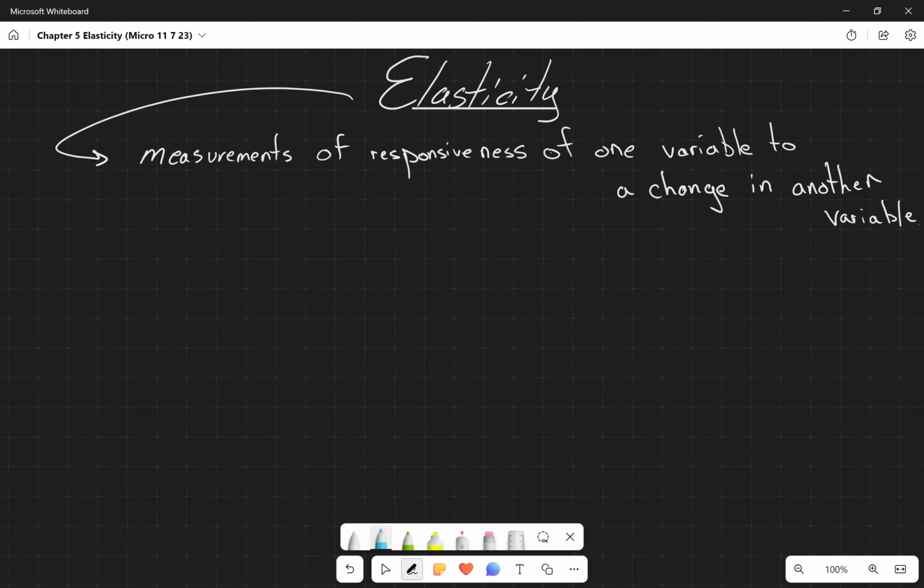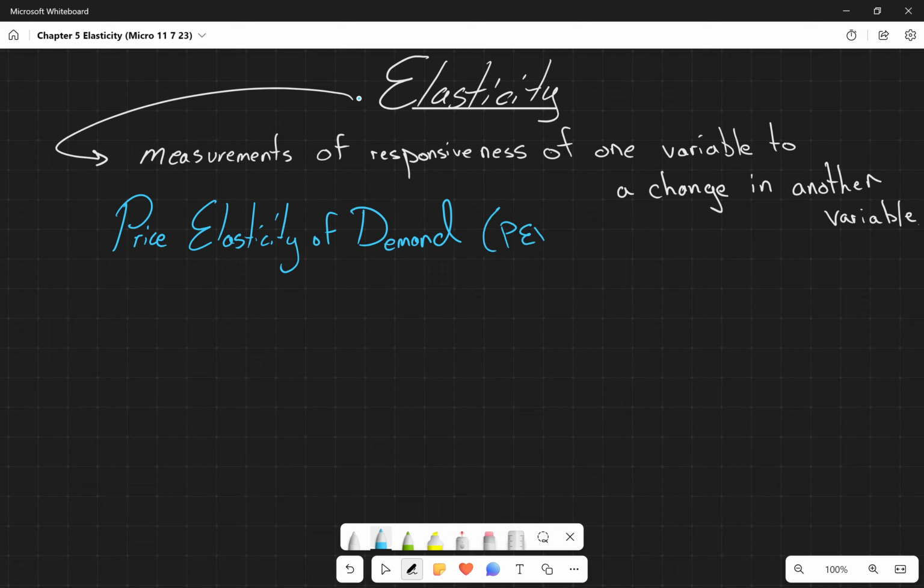So when we're talking about elasticity, the one that we're going to be spending a ton of time talking about is specifically the price elasticity of demand. The price elasticity of demand, often abbreviated as PED, is a specific type of elasticity, and we'll give it to you in the equation format first.